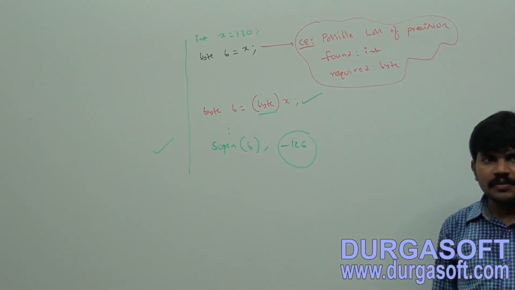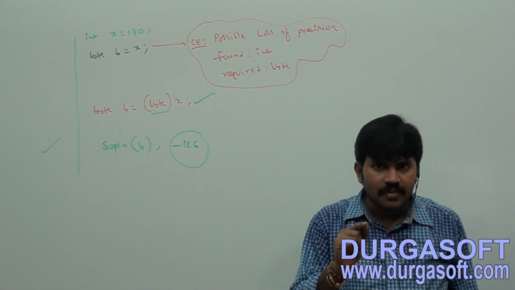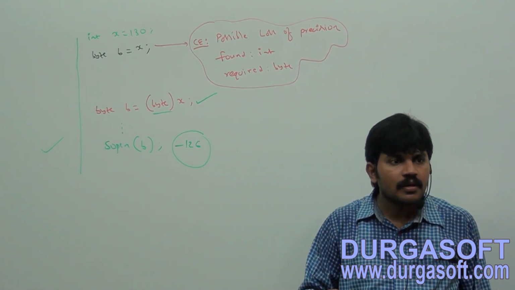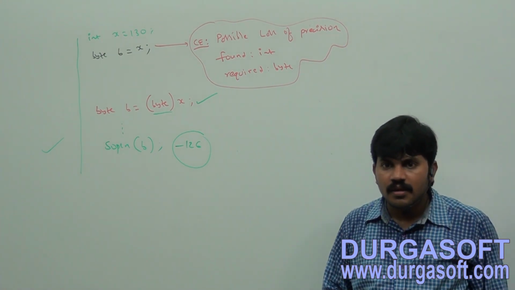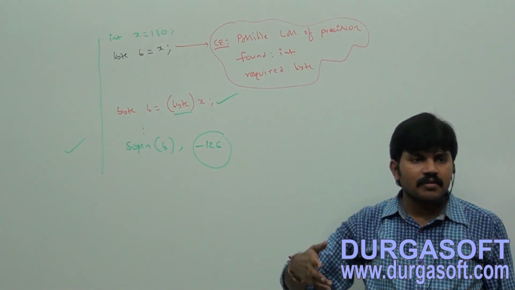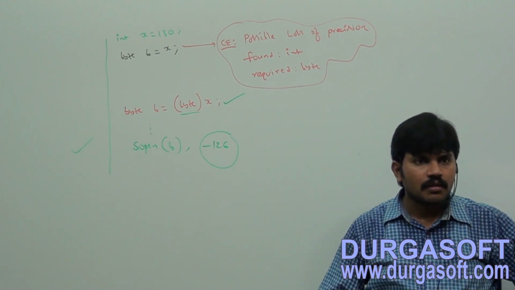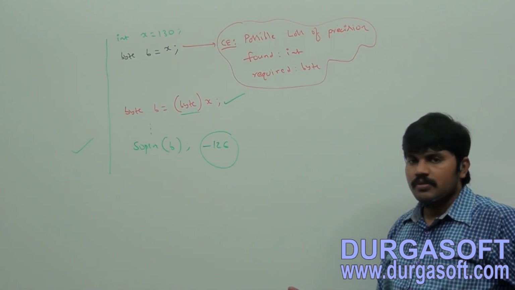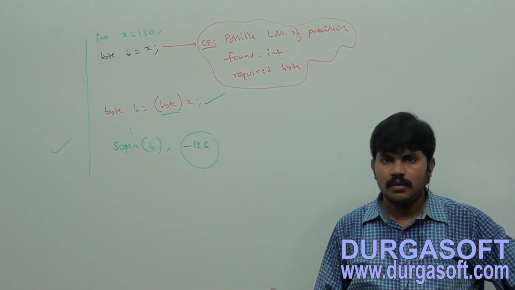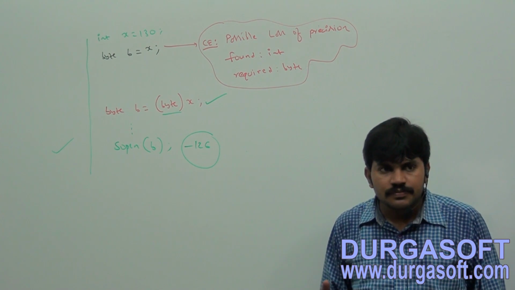Because in the exam they may not ask 130, then you may tell minus 126. They may ask 150, then the answer is? Minus 126 is the value for 130. If they are asking 150, then the answer is minus 108. If I am providing 150, then the answer will become minus 108.